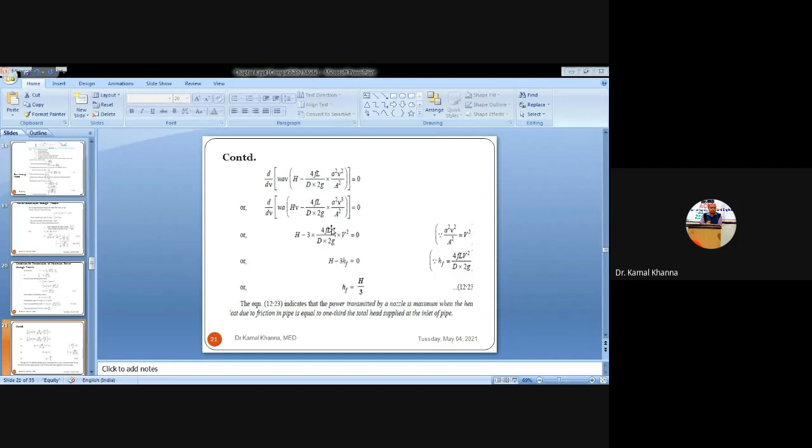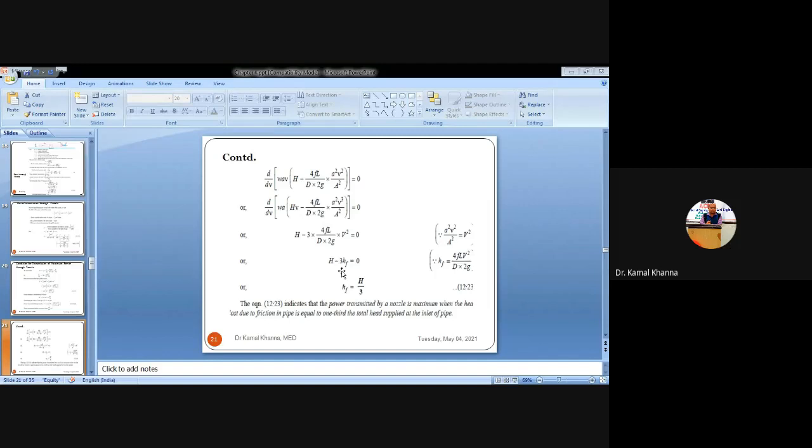This is hf. We all know that 4FL V square by 2gd is the expression of hf, that is the loss of head due to friction. So we are putting the value here as hf, so it becomes h minus 3hf is equal to 0, and this hf is equal to h by 3.